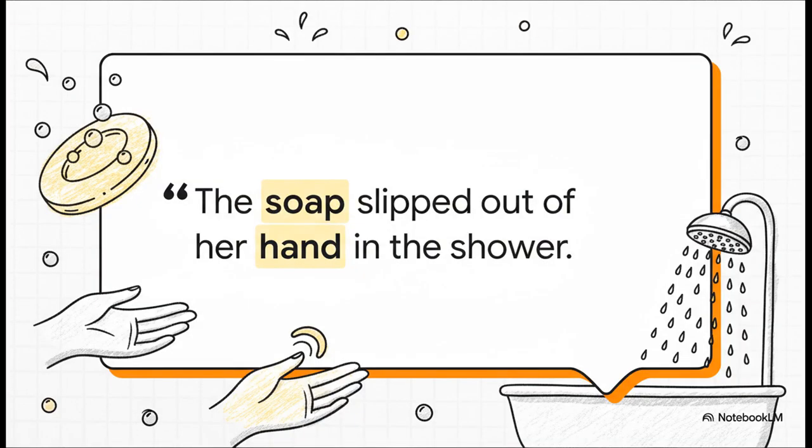And check out this example. Notice how it says the soap, not a soap. It's talking about the stuff in general. This simple sentence makes that whole uncountable rule click into place. You can really see it in action.